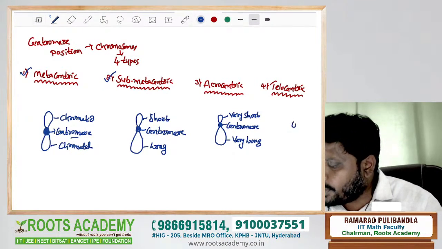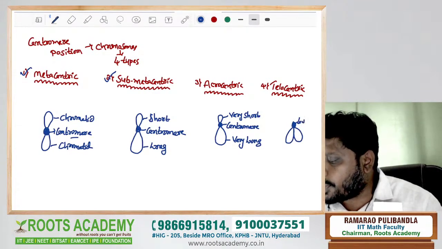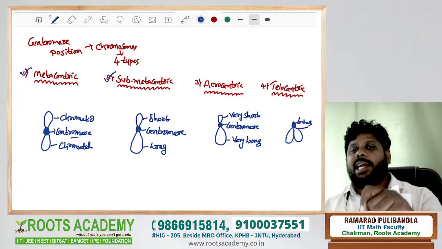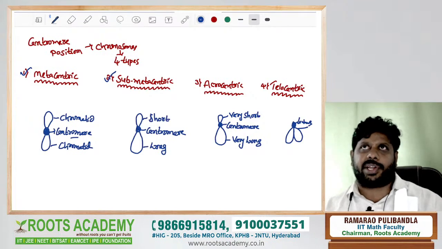Telocentric means the centromere is present completely at the end. This is the centromere. The centromere present completely at the end is called telocentric.